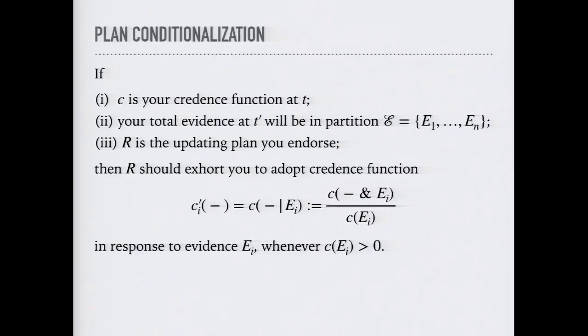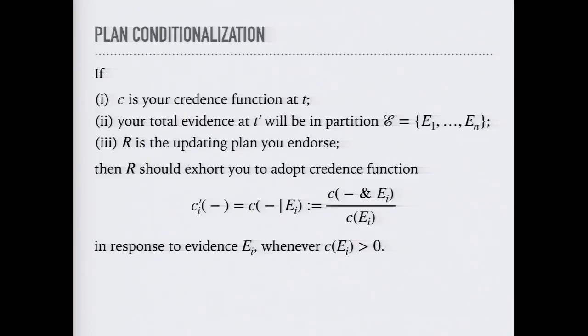And then this is telling me there's one that's the correct one to have. But the point is, since R is a free parameter in the definition of plan conditionalization, that suggests that there could still be multiple updating plans that satisfy this, right? But the idea is that plan conditionalization is supposed to be a filter that excludes all updating plans except for the ones that conform to basic Bayesian conditionalization.